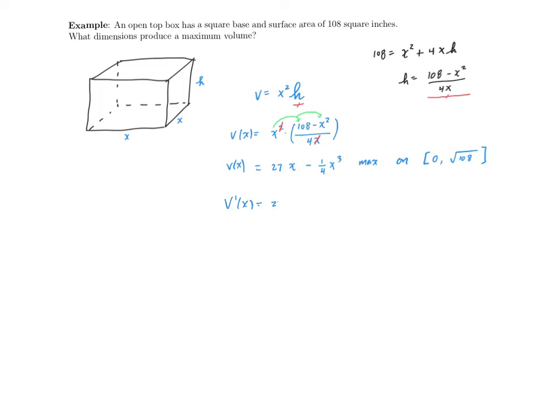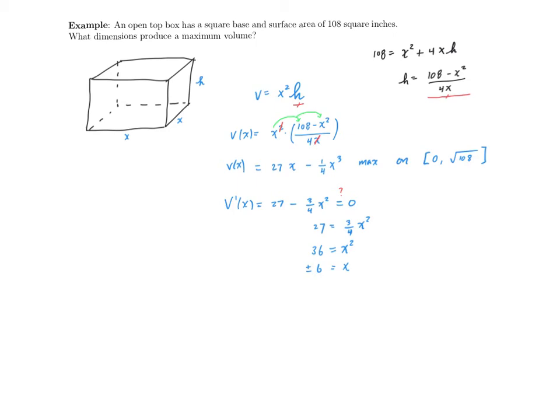Term by term, we would have 27 minus 3/4 x squared. And then we find any critical points. That is to say, we set this equal to 0, and we solve for x. So we would have 27 is equal to 3/4 x squared. So if we multiply both sides by 4/3, note 27 over 3 is 9, times 4 is 36, so 36 is x squared, and we end up with x being plus or minus 6.